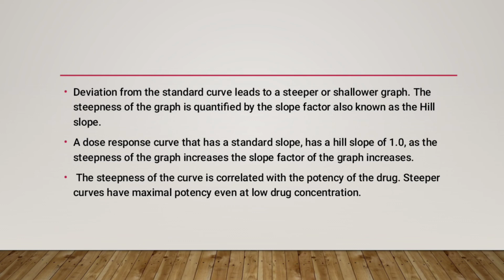Here we can speak about the deviation from the standard curve. This leads to a steeper or shallower graph. The steepness of the graph is quantified by the slope factor, also known as the Hill slope. A dose response curve that has a standard slope has a Hill slope of 1.0. As the steepness of the graph increases, the slope factor of the graph increases. The steepness of the curve is correlated with the potency of the drug. The steeper curves have the maximum potency even at the low drug concentration.